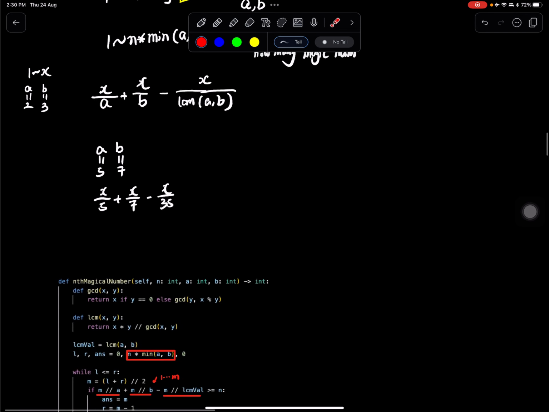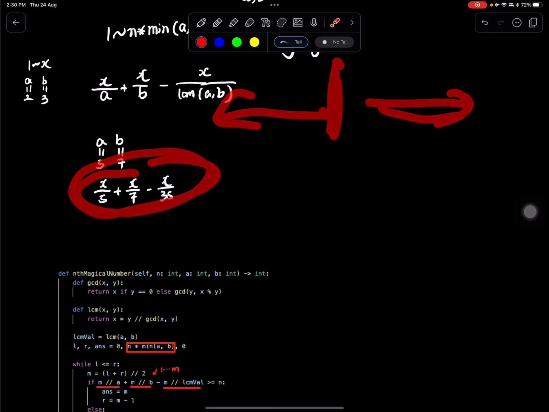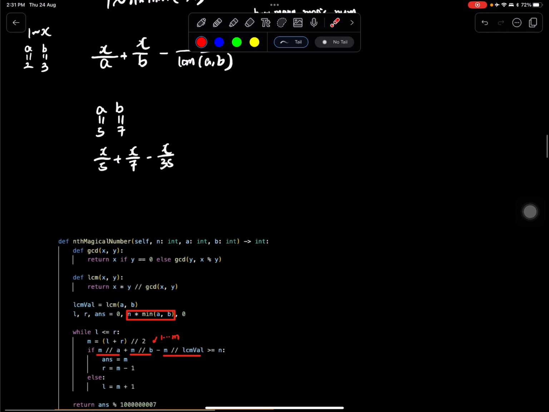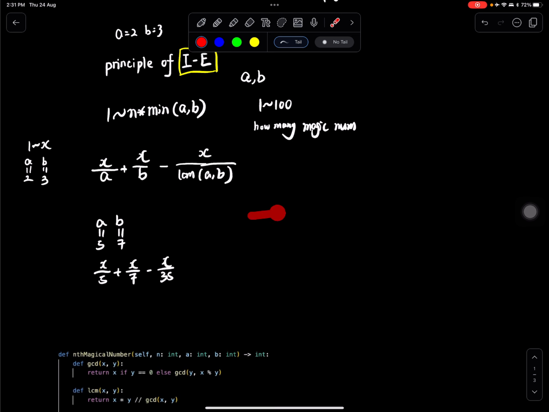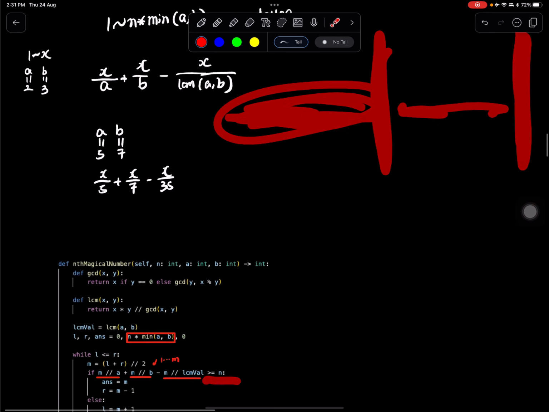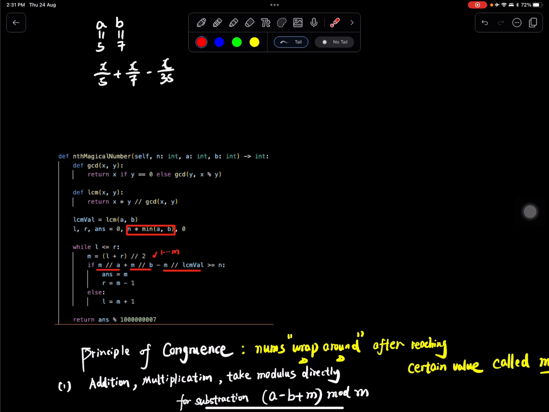And what is this? This is a condition on whether M, the middle point, divided by the numbers, minus the LCM, is greater than N. As long as this is greater than the N-th number, you search on the left side. This is the boundary. Then R equals M minus 1. Otherwise, L equals M plus 1.